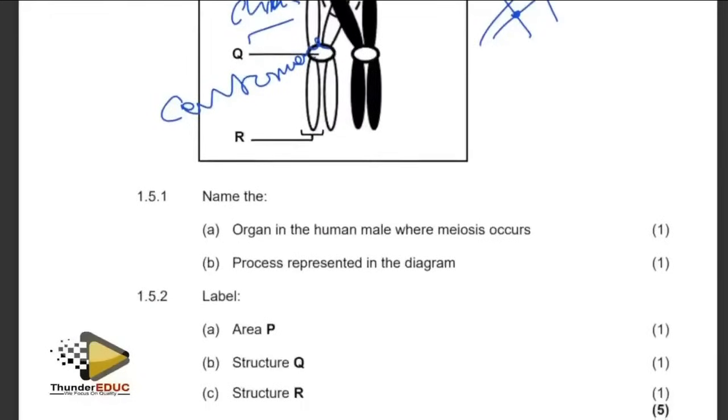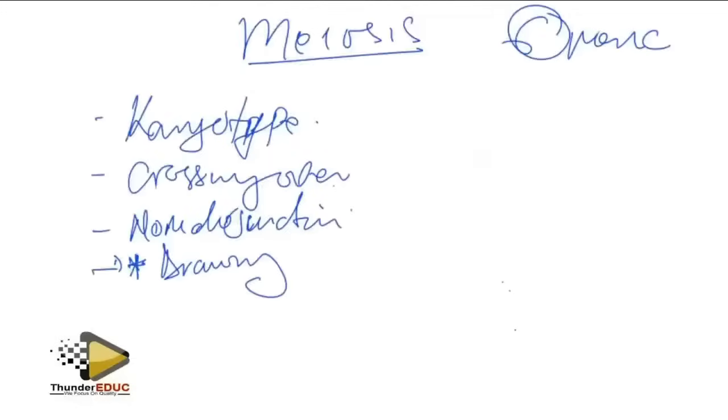continue. Now, we are done with the crossing over. Let's talk about non-disjunction. What is non-disjunction? If you have any challenge, please let me know. I'll read your comment there, and then I'll come back to you. Before I get to non-disjunction, where does crossing over take place? It takes place during prophase 1. Don't just say prophase, we'll get it wrong. Prophase 1.